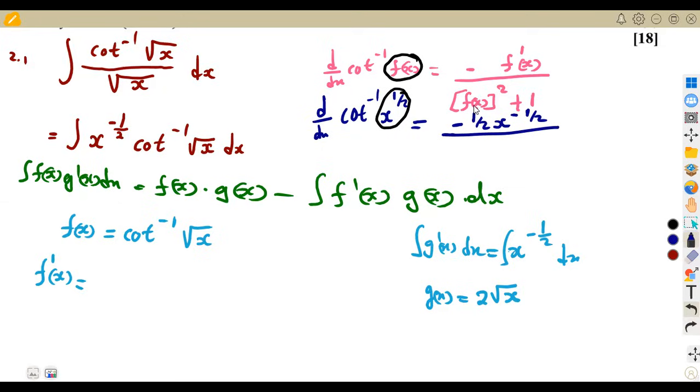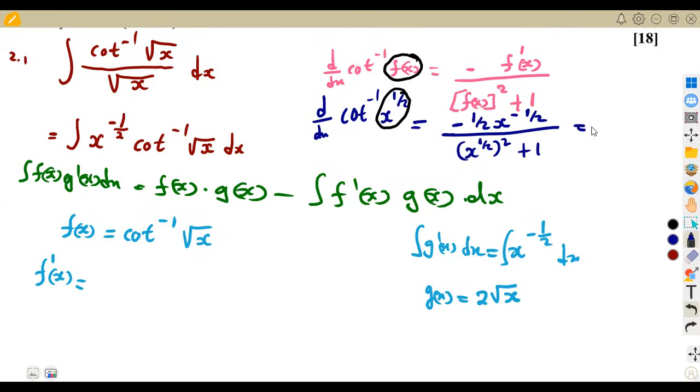Guys, let us be together here. We want to move together here. f of x squared plus 1. And this is our f of x, which is what? x to the exponent of a half squared like this, okay? Plus 1. So let us just try to simplify.